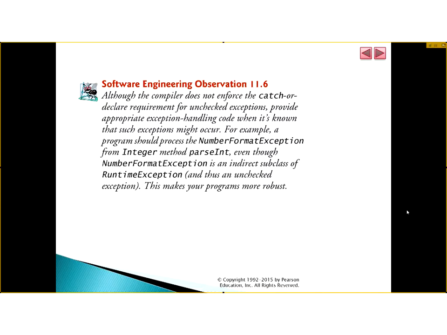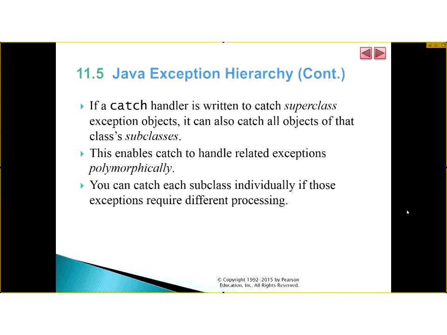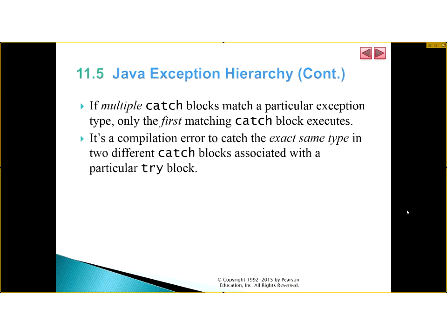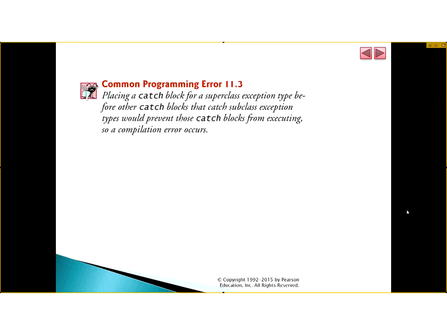Again, if it's in something that is really critical, you better be doing some exception checking when you do that. If a catch handler is written to catch superclass exception objects, it can also catch all the objects of the subclass. That's what I mentioned. But don't catch exception every time. You want to catch specific ones. If multiple catch blocks match a particular type, the first one is what it will catch. So placing a catch block for a superclass before a catch block for a subclass gives a compilation error.